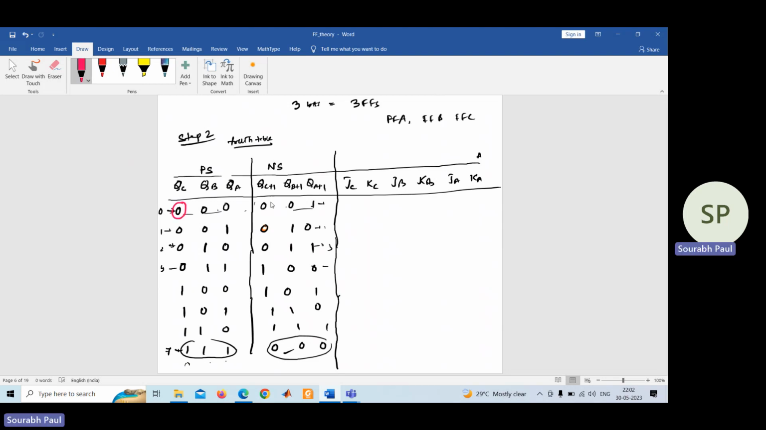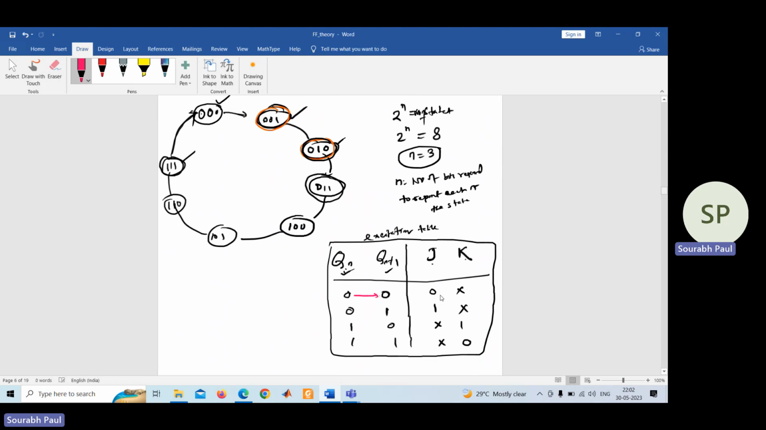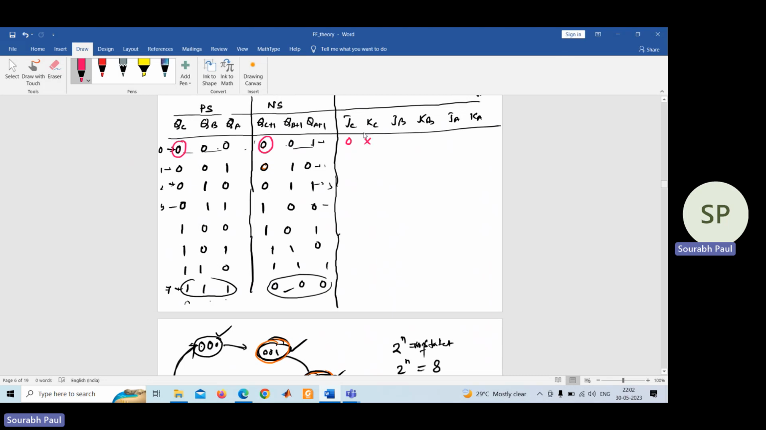Compare the QC and QC plus 1 values. What are the values? 0 0. So you see the excitation table. If it is 0 0, what should be the value of J and K? That is 0x, so you write down 0x here. Why am I writing it here only? Because I am considering QC and QC plus 1, which means I am talking about flip-flop number C. So you need to put the value in flip-flop number C only, that is JC KC. Now check the next combination. This 0 0 again, 0x. Then 0 0, 0x.